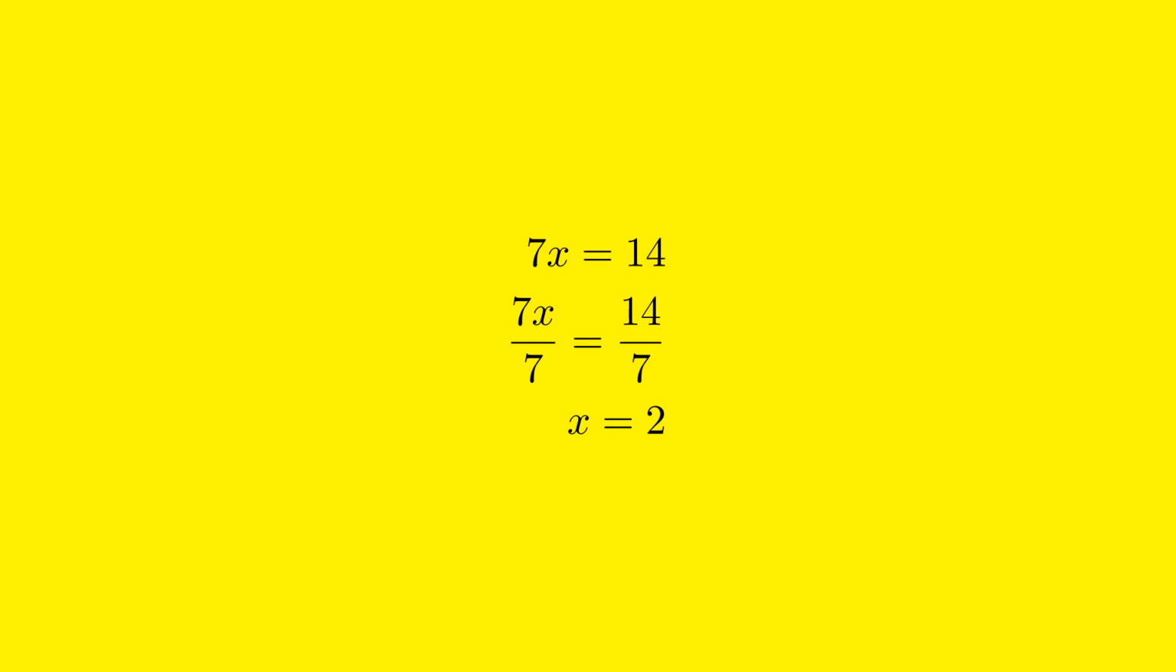So, we take 7x equals 14 and divide both sides by 7. On the left side, 7 divided by 7 cancels out, leaving us with just x. On the right side, 14 divided by 7 simplifies to 2. Now we have isolated x, and the equation becomes x equals 2. In this final step, we have solved for the variable x. By dividing both sides by 7, we maintain the equality and find that x equals 2.